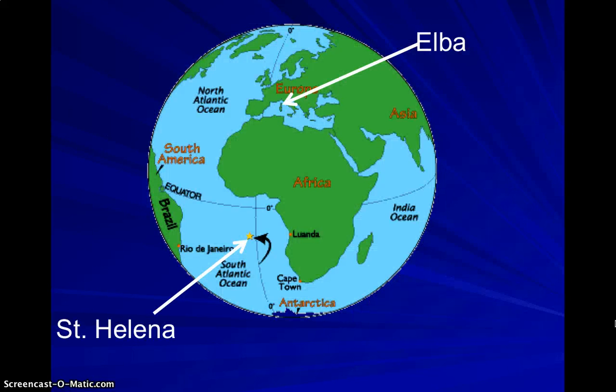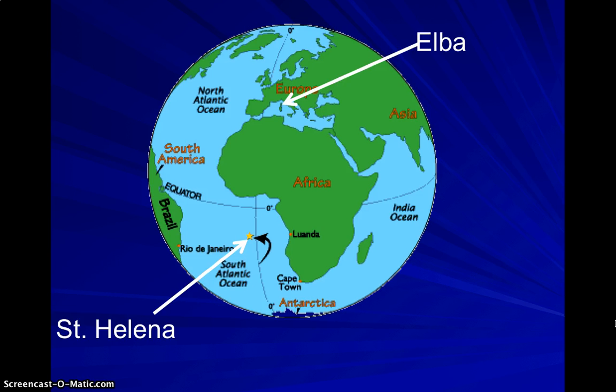So this map should give you a sense of just how far away St. Helena is from the rest of Europe. At the top you can see where he had been on Elba. Actually, that doesn't exactly point to it, but right near there. It's so tiny you can't even see it on this scale of the map, which wasn't too far for him to get from there to the rest of Europe.